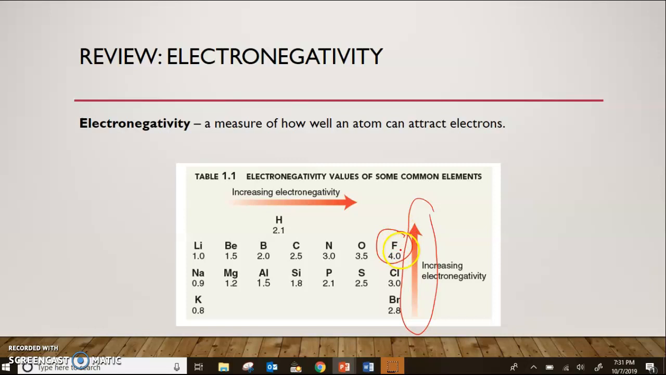I said when we looked at that lesson that we were going to come back to these values here, so now we're coming back to these electronegativity values. Mind you, you won't need to memorize them. There are some tricks that I will teach you to determine bond type without looking at electronegativity specifically.